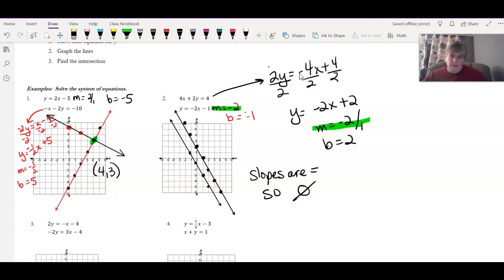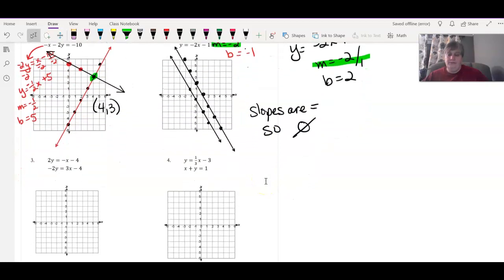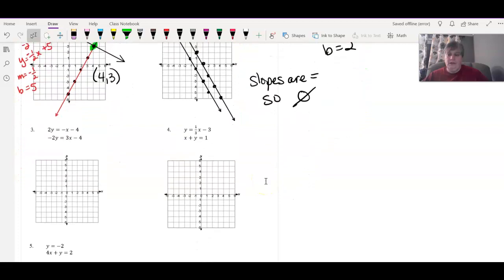If you just write no solution without showing me any steps, I'm not going to know how you did it, and I want to have some kind of evidence that you know why it's a no solution. Okay, so let's look at 3 and 4. So why don't you try and solve 3 and 4, or solve 3 and graph it, and when you think you have it, press play.